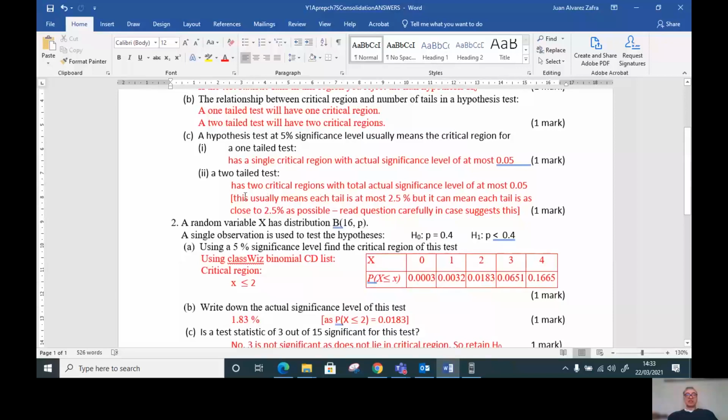A two-tailed test has two critical regions with total actual significance level of at most 0.05. And that usually means that each tail is at most 2.5%. So we don't allow either tail to be more than 0.025, unless the question suggests otherwise. Sometimes the question will say as close to 2.5% each tail as possible. And if that's the case, then we try to find a number as close to 2.5%, which might be slightly higher than 2.5% in some cases.